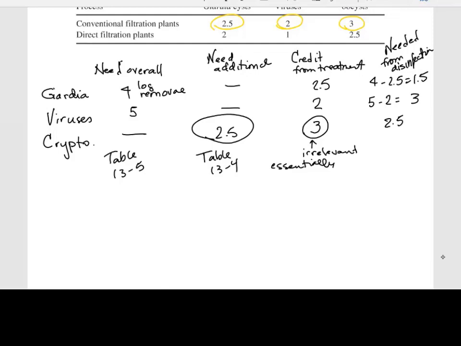So the last column on the right, the needed from disinfection, that's what we still have yet to remove. Exactly. So what we'll do is we will use that to determine the dose of disinfectant. Let's go through it, and hopefully it'll make more sense as we go through the exam.